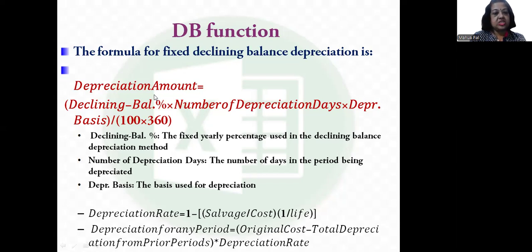And then number of depreciation days is the number of days in the period being depreciated. Depreciation basis is what? The basis used for depreciation. Depreciation rate is 1 minus salvage divided by cost, that is multiplied with 1 divided by life. And then also you have to calculate this part, depreciation for any period. So this is difficult actually if you do it manually, but Excel provides the DB function to calculate the fixed declining balance depreciation method. So let's try, and there we need only 4 to 5 parameters. So let us try.